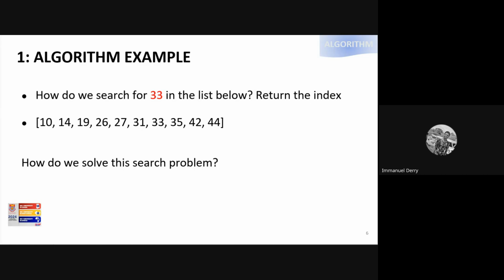All right, Akutia, Richard. Okay, sir. I believe to search for 33, we must go through them one after the other. That is 10. The 10 is not 33, so we move to the next one, which is 14, not 33, until we finally arrive at the 33, which is 1, 2, 3, 4, 5, 6, 7, which is on position 7. So that's how I believe that it can be searched. Okay, anybody else?